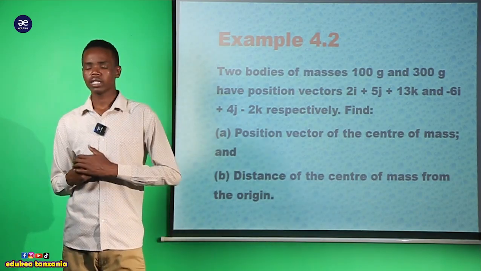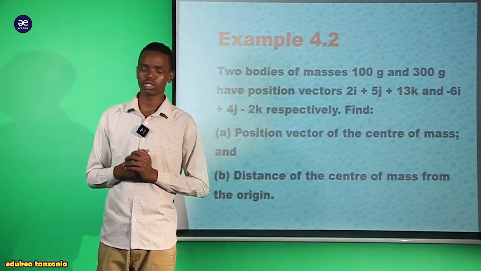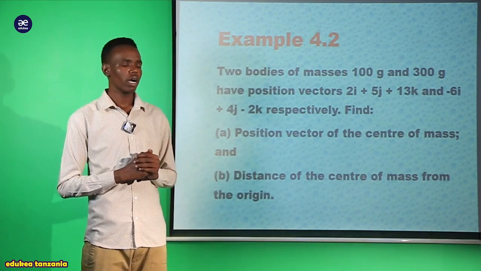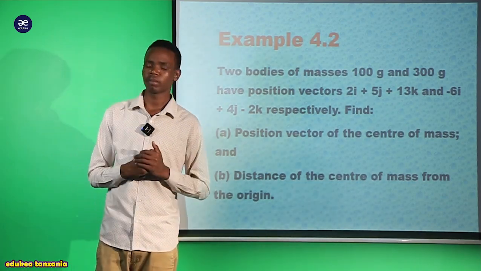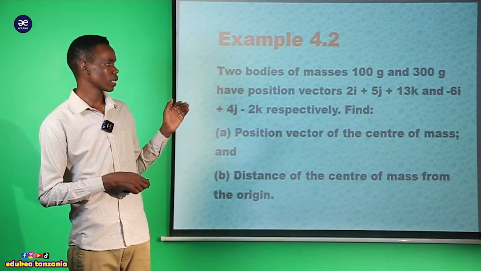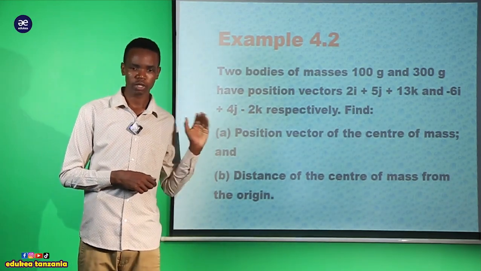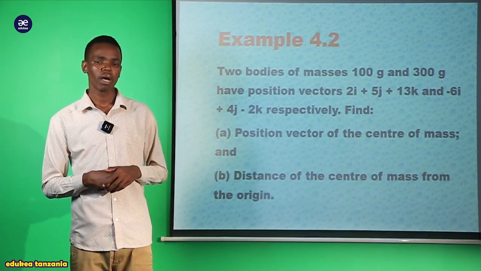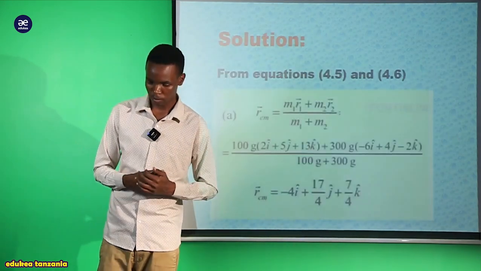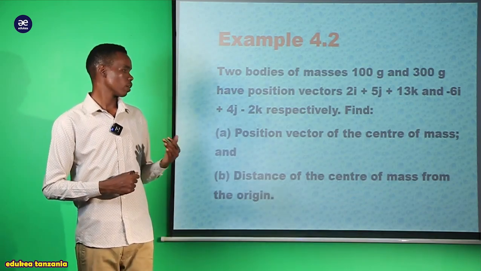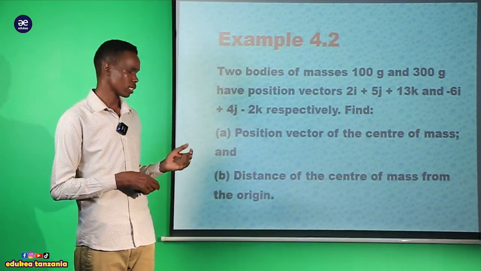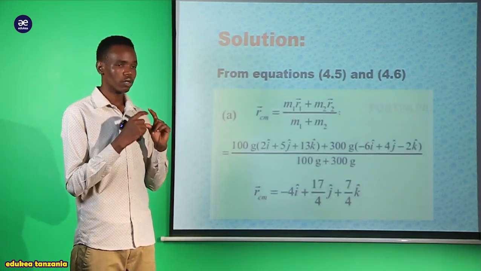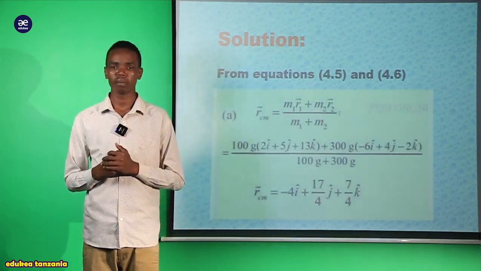So first of all, we are supposed to summarize our given values in our equation. In our equation here, we have the mass 1, the mass of particle 1, which has the position vector. So we have mass 1 equal to 100 gram, and mass 2 equal to 300 gram. We also have the position vectors. Now we are supposed to find what the position vector of the center of mass will be. So my lovely student, let us record question number 4.5 and also question number 4.6.